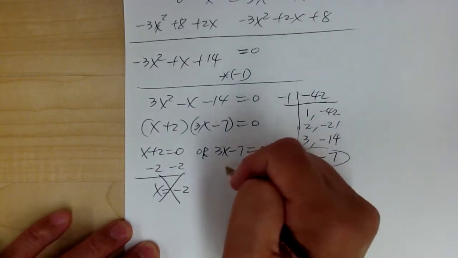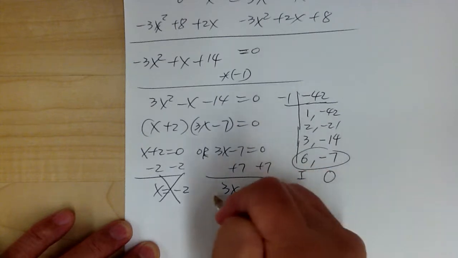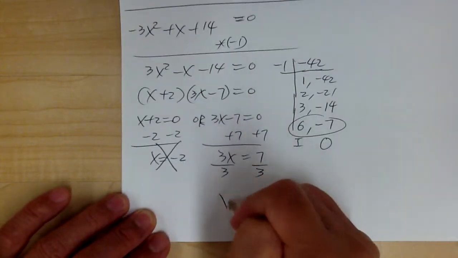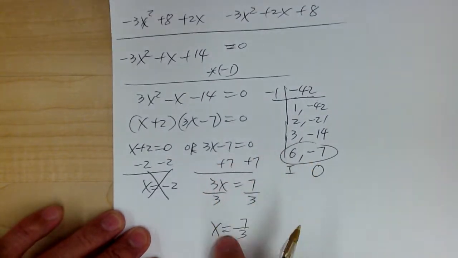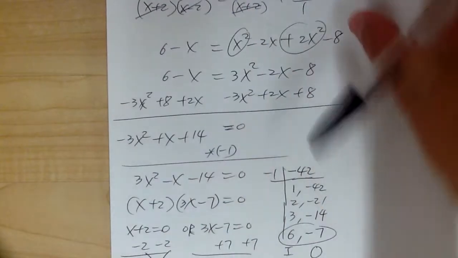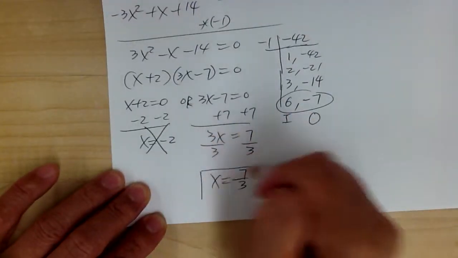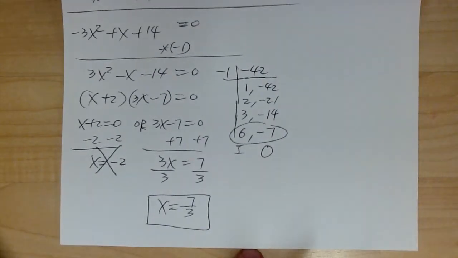Okay, so this one, you plus 7, so you got 3x equal to 7, divided by 3, divided by 3. So x equal to 7 over 3, and you check. Okay, well, this one is going to be good because this factor is different from any of that. So that means it's going to be good. Okay, so that's the answer for number 16.